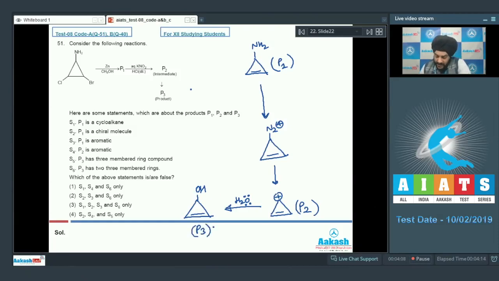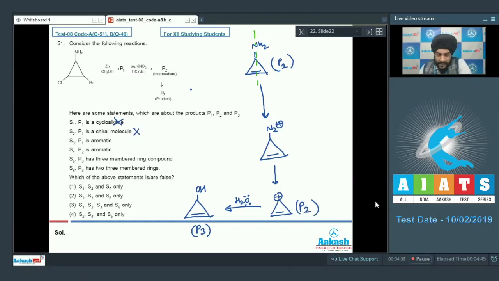Now let us look at the options. In statement 1, the examiner says that P1 is cycloalkane. It is incorrect, students. P1 is not cycloalkane, it is cycloalkene. If you look at S2 now, P1 is a chiral molecule. This is also incorrect, students. The product P1 is going to have a plane of symmetry which is passing through the NH2 like this. So this will be optically inactive. So the second statement is also incorrect.